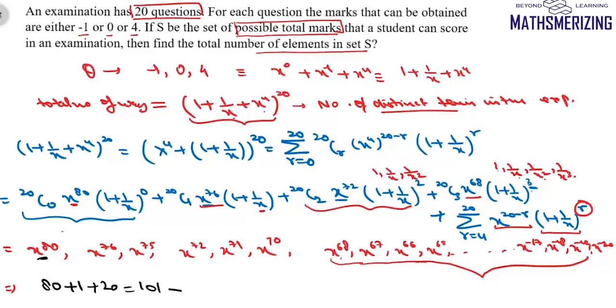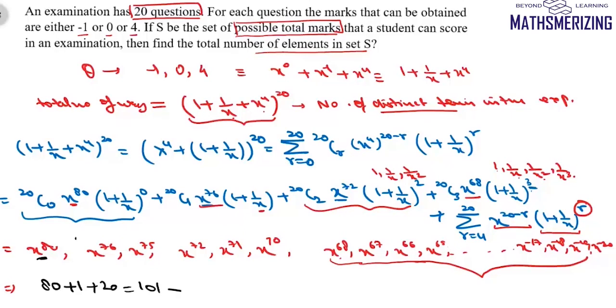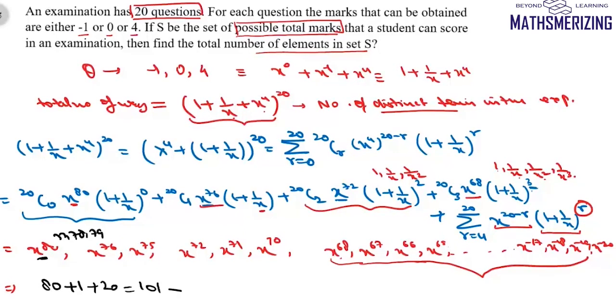101. And then minus, what are the missing terms? Missing terms here are 77, 78, 79, 73, 74, and then x to the power 69. So there are 6 terms which are missing. So 101 minus 6, so that is 95. So the total number of elements in set S is 95. So there are 95 different possibilities in which the student can score in an examination.